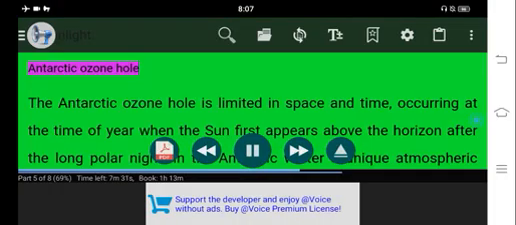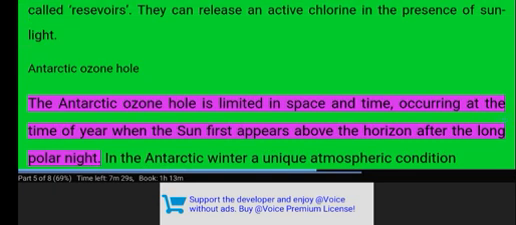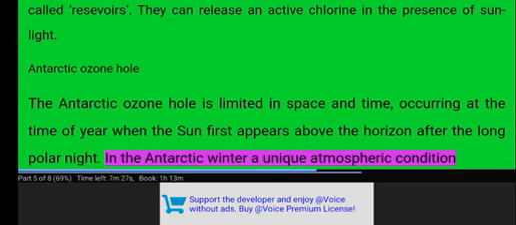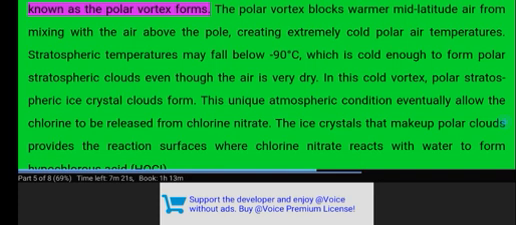Antarctic ozone hole. The Antarctic ozone hole is limited in space and time, occurring at the time of year when the sun first appears above the horizon after the long polar night. In the Antarctic winter, a unique atmospheric condition, known as the polar vortex, forms. The polar vortex blocks warmer mid-latitude air from mixing with the air above the pole, creating extremely cold polar air temperatures. Stratospheric temperatures may fall below -90 degrees Celsius, which is cold enough to form polar stratospheric clouds even though the air is very dry.